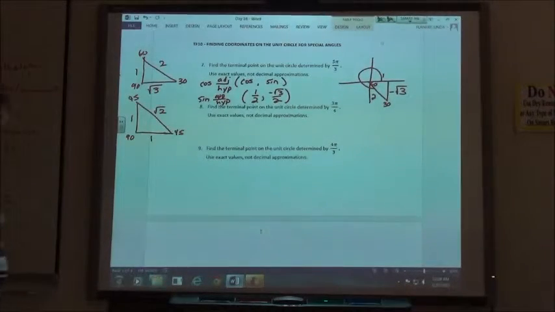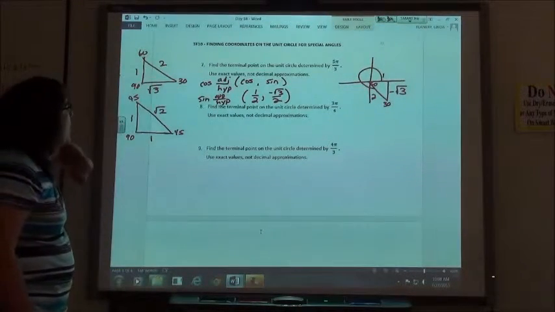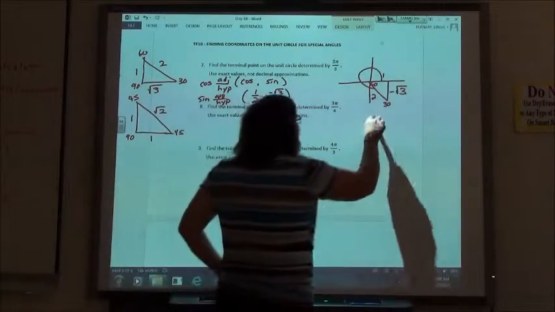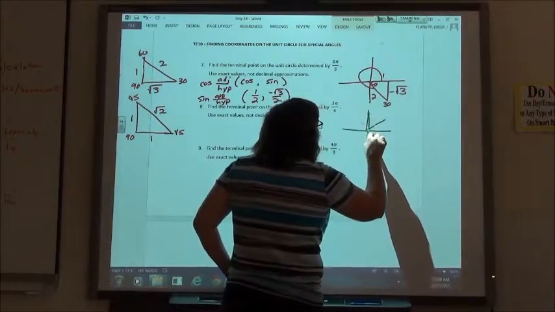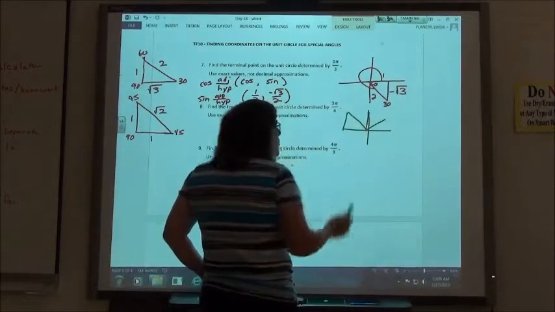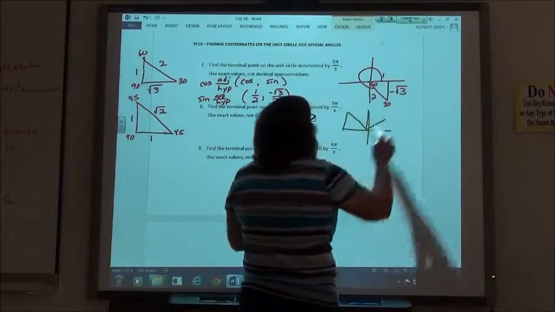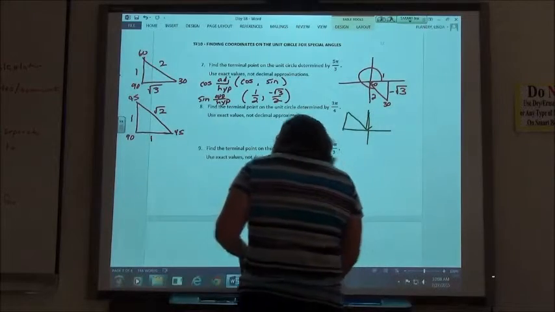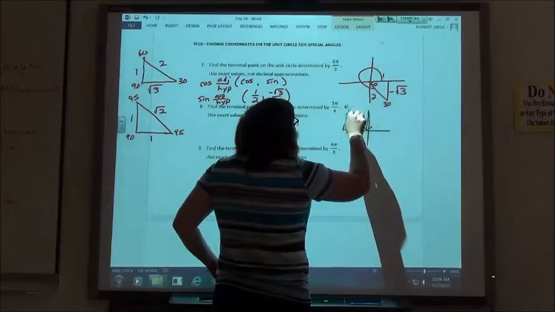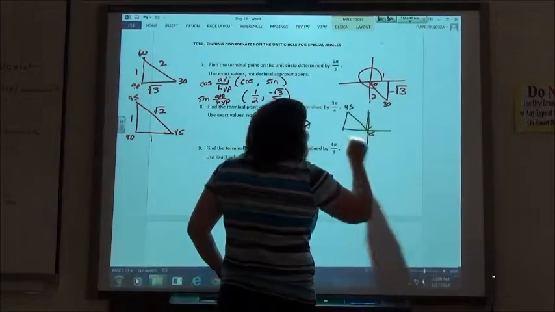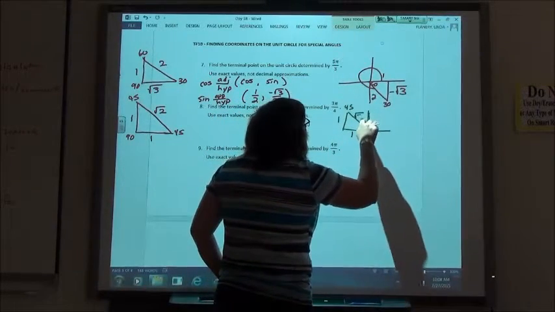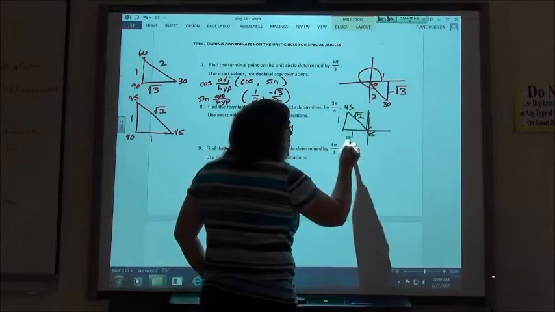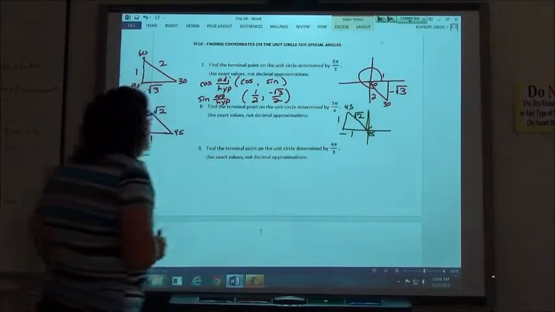If I'm doing 3 pi over 4, then I'm talking about a 45, 45, 90 triangle. 1 pi over 4, 2 pi over 4, 3 pi over 4. So there's my reference triangle. My reference triangle always goes down to the x-axis. So we've got a 45, 45, 90. So 1, 1, and the square root of 2. However, this is going backwards, so that one's going to be negative 1.